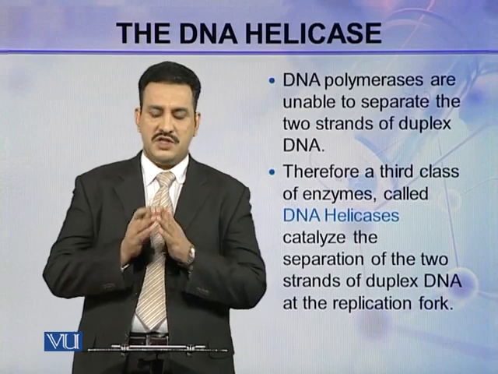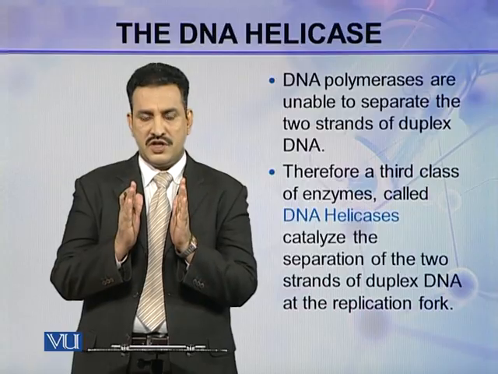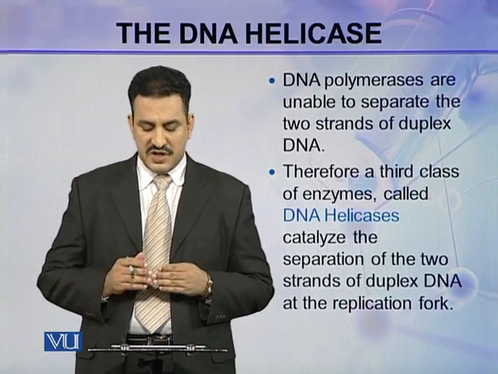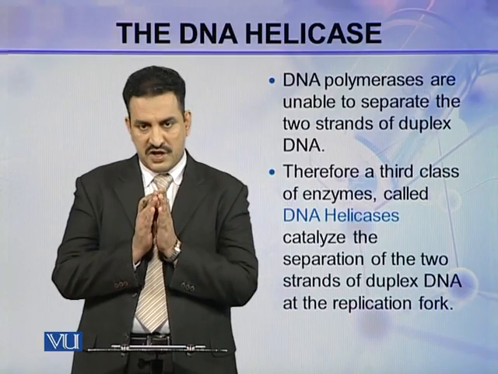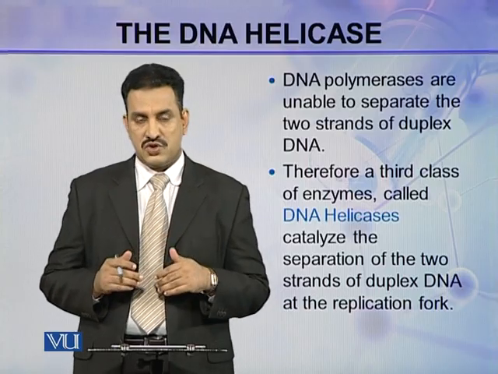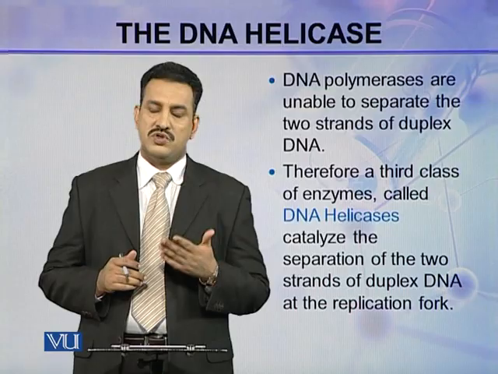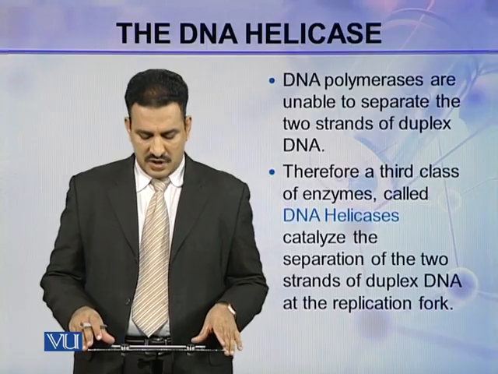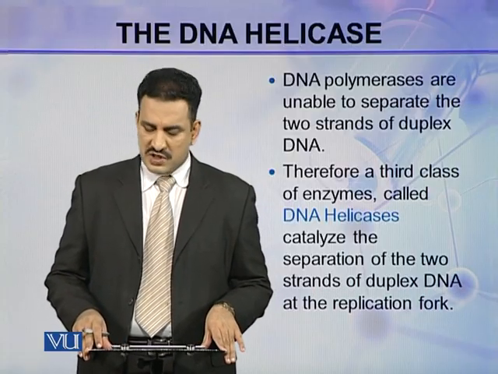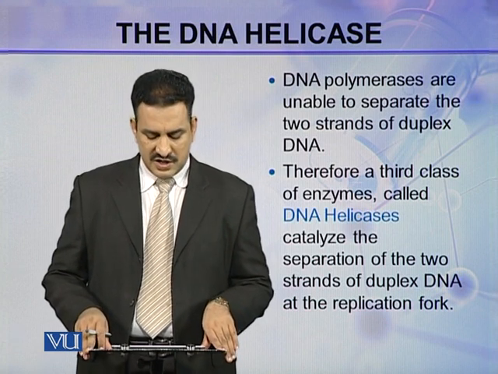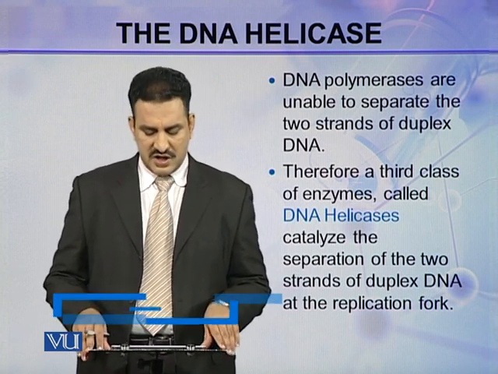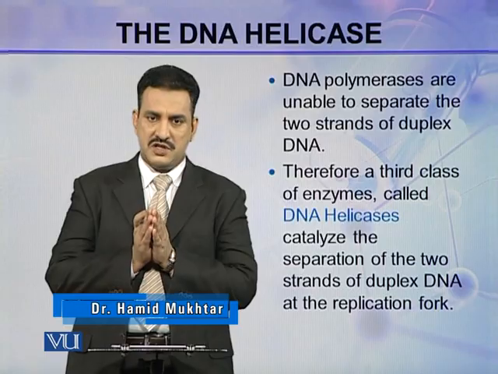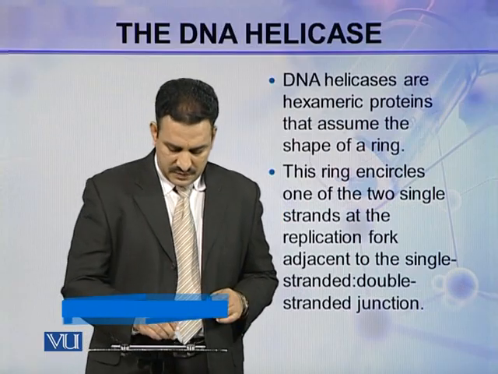As you know, the separation of the two strands of the DNA duplex is required for replication to start. But DNA polymerases are unable to separate the two strands of the duplex. Although they are able to add new nucleotides to the single strands, they cannot separate the two strands. Therefore, another class of enzymes, called DNA helicases, catalyzes the separation of the two strands of duplex DNA at the replication fork.